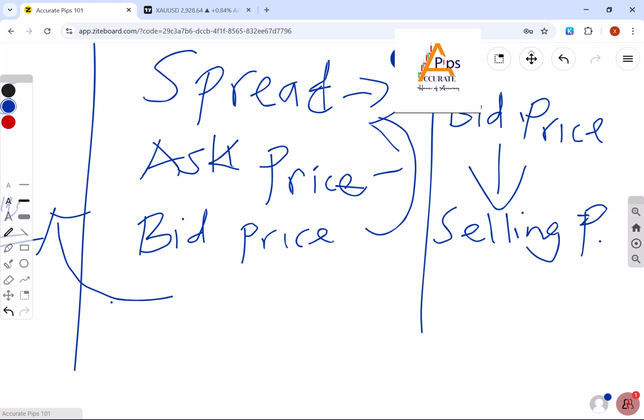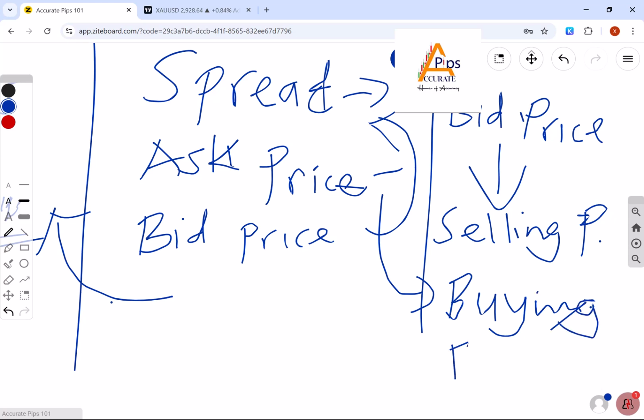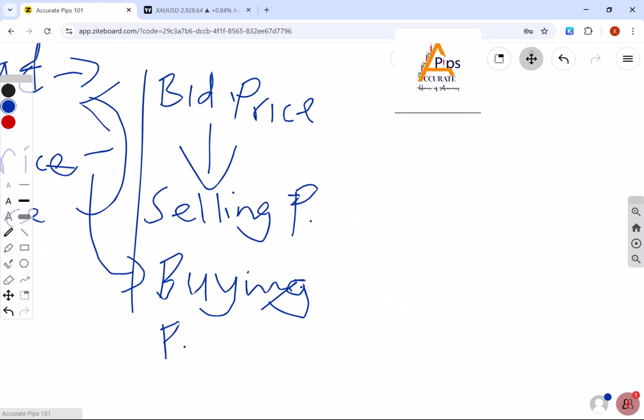Okay, so the bid price is the selling price. Then the ask price is the price at which we buy. So the ask price is the buying price and the bid price is the selling price. The difference between the two is what we refer to as the spread. So take notice of that.